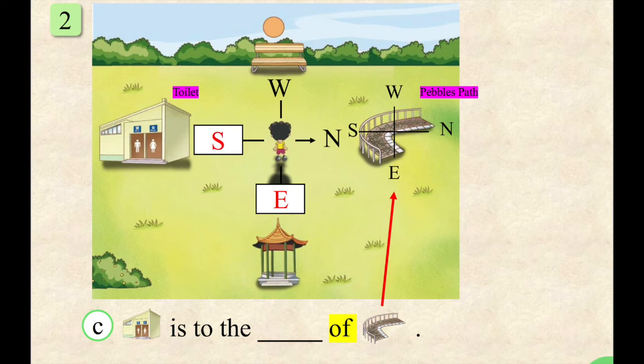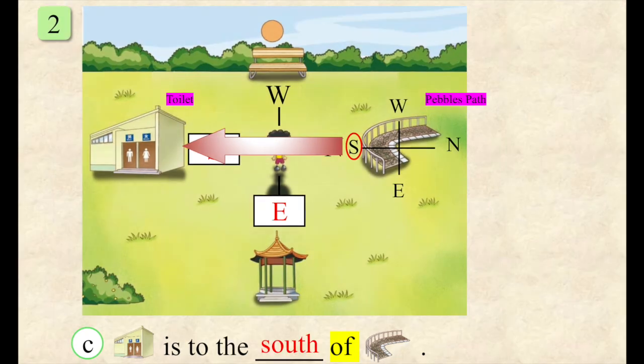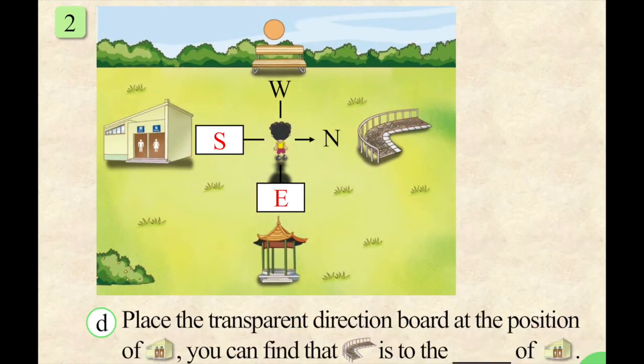So now we look at the question again. It says, toilet is to the which direction of the pebble path? Yes, we can see clearly the toilet is on the south of the pebbles path. Okay, D, place the transparent direction board at the position of toilet.